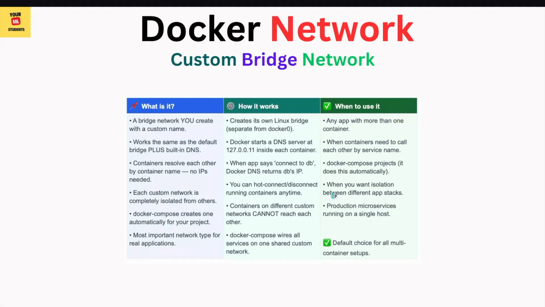When you want isolation between different app stacks. What does that mean? Let's say you have multiple app stacks, and each app is very different from the others. Then for each app stack, or for each project, you can create a separate custom bridge network so that they will not create a conflict between each other.